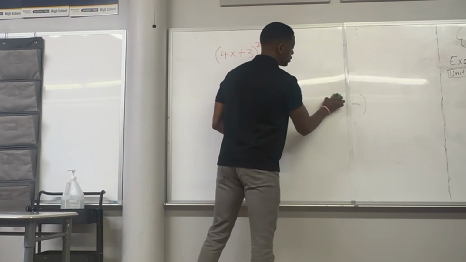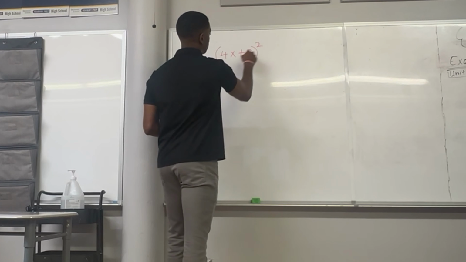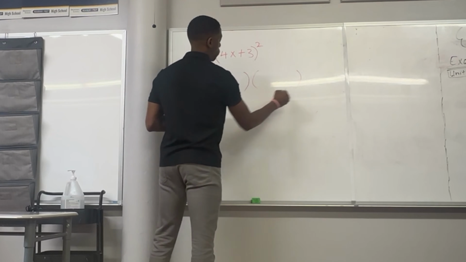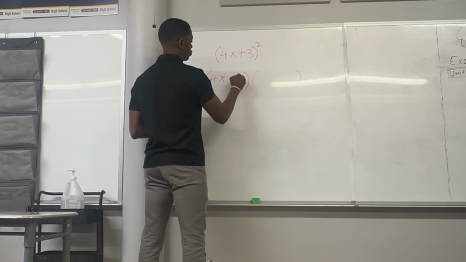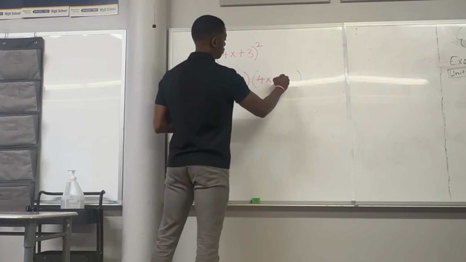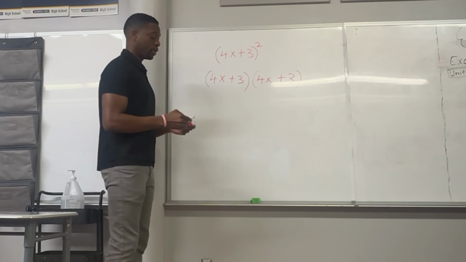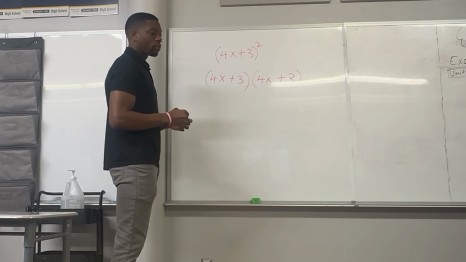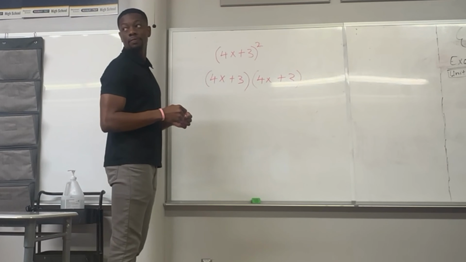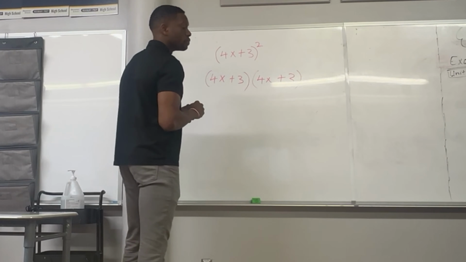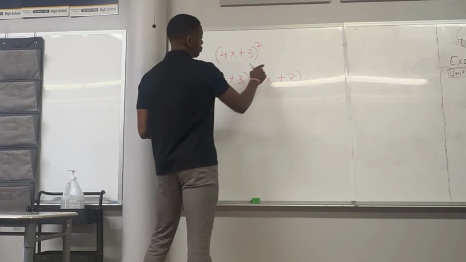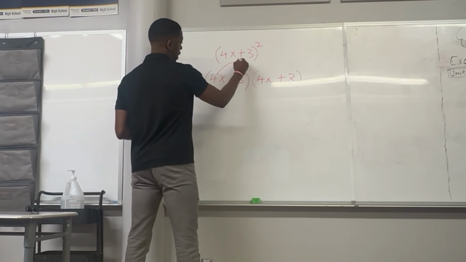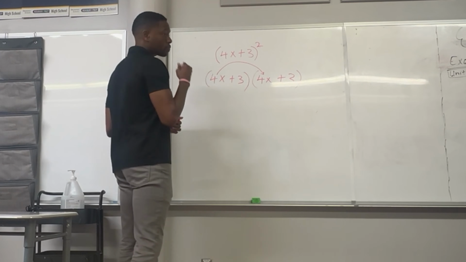So what I'm going to do is, this means there's 2 of this. I have 2. So my first step is this, 1 and 2. 4x plus 3, 4x plus 3. Same thing. Now, no more 2. Take the 2 off. Now, my first step is 4x times 4x. What will that give me?